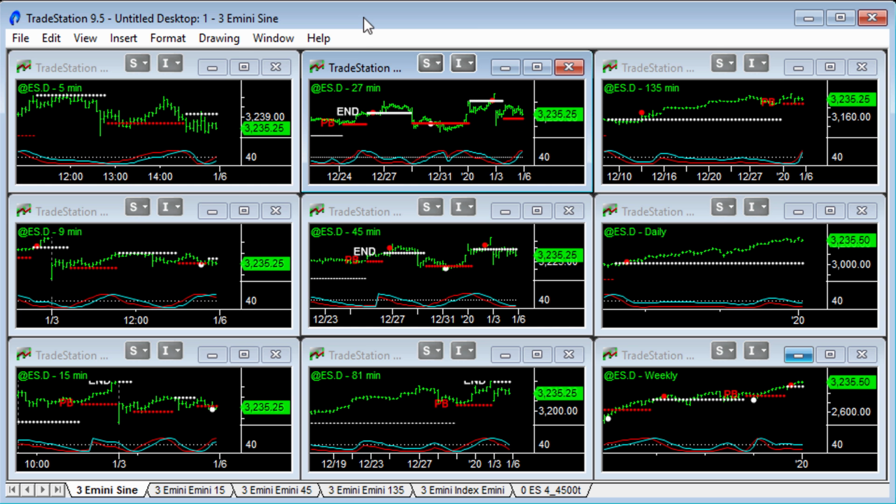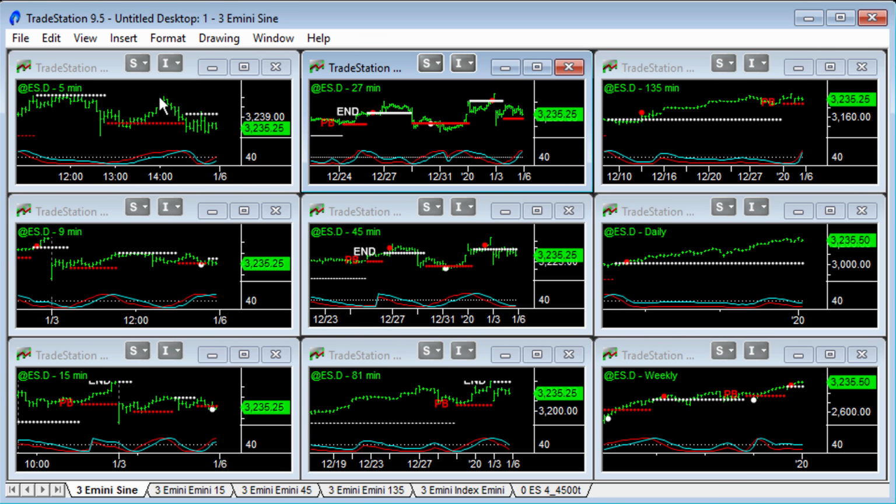I always talk about the end of trend signals rippling through the time frames, and this is one way of looking at them. So, a collection of 9 little charts here with beta sine wave on, showing pullback to end of trend. Each of these time frames is greater than the one before. So we've got a 5-minute, a 9-minute, a 15-minute, a 27-minute, a 45, and 81 minutes, 135 minutes, and then the daily chart and a weekly chart.